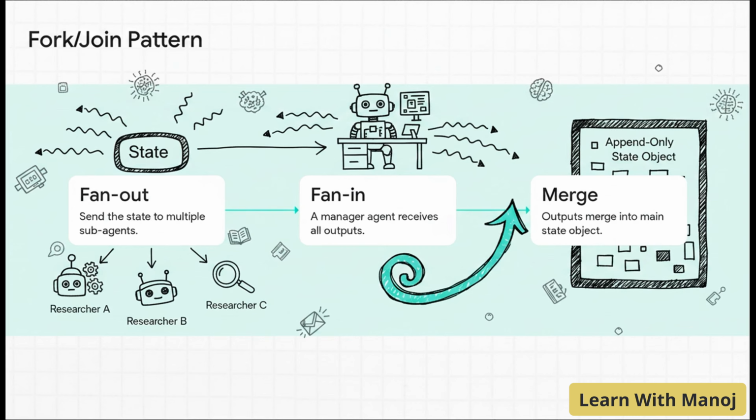One researches competitors, one pulls financial data, and one analyzes consumer sentiment. They're all working at the exact same time. Then, in the fan-in process, one manager agent receives all their outputs and beautifully merges them back into the main state object. It's delegation and compilation running in perfect harmony.